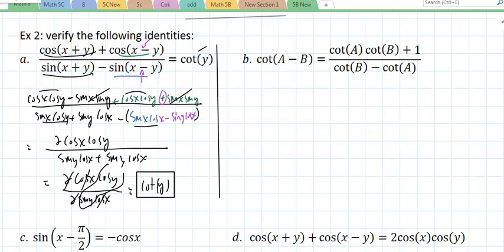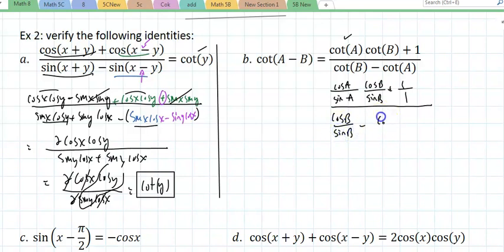Okay, continuing on, I look at part B and I notice that the right side looks a lot more complex than the left side to me, so I could write this as cosine of A over cosine of B over sine of B plus 1 over 1. And this is the cosine of B over sine of B minus cosine of A over sine of A.